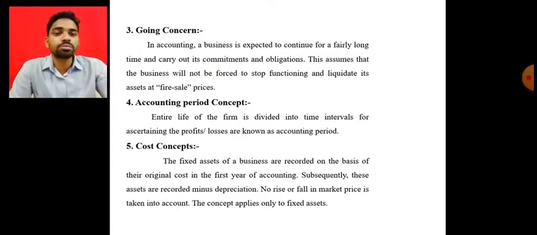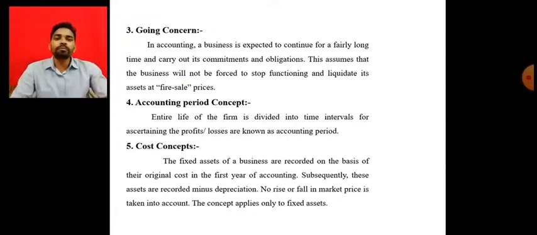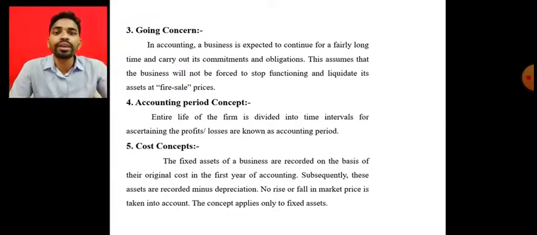The accounting period concept indicates that the entire life of the firm is divided into time intervals for ascertaining profits and losses. These are known as accounting periods. This accounting period concept comes from the going concern concept. So how does it come?